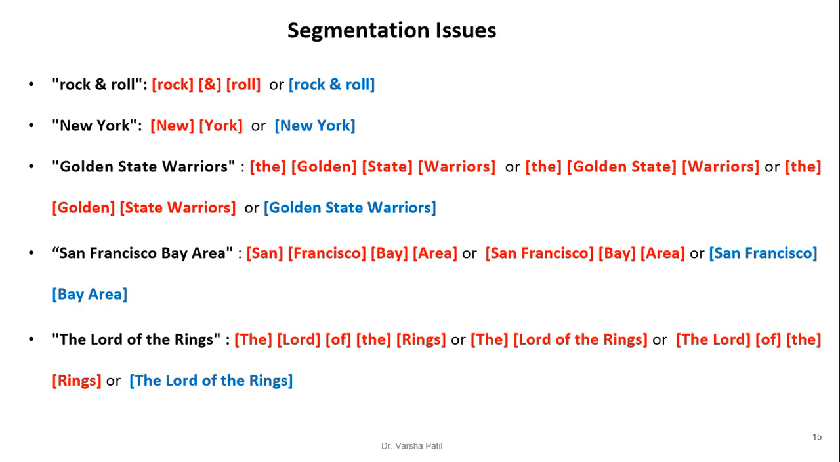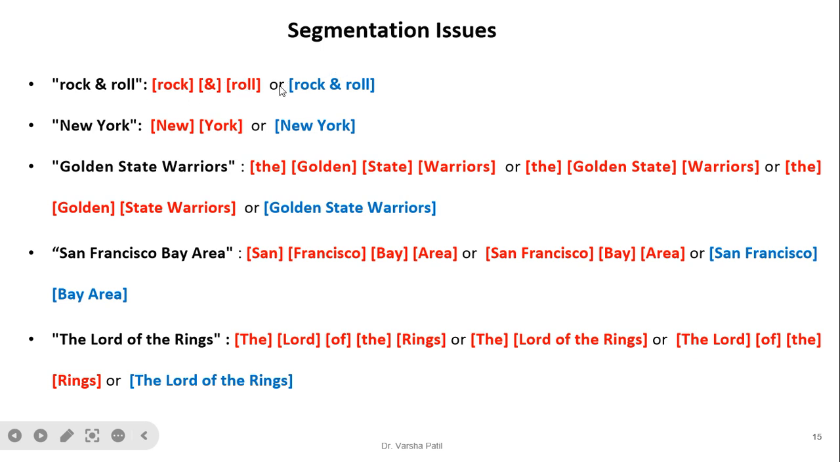Segmentation issues, because in NLP the basic pre-processing step is nothing but tokenization. So tokenization is not simple because of these segmentation issues. For example, rock and roll. Now the software or a particular algorithm can make rock and roll separate tokens, or rock-and-roll as one. So this is the best, the perfect way, and the other is the wrong way in which the segmentation is done.